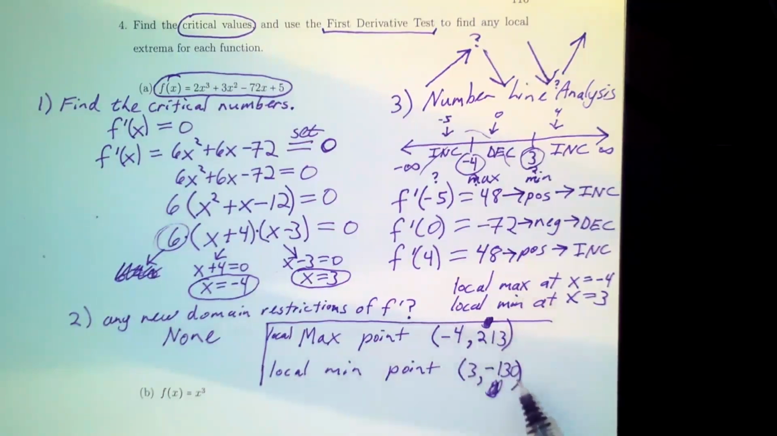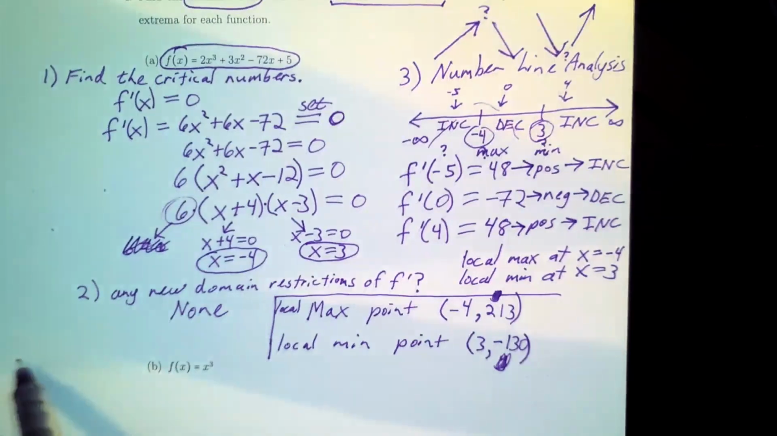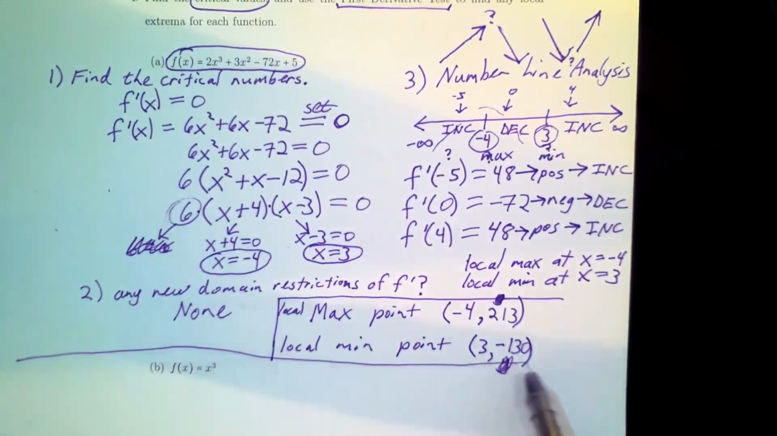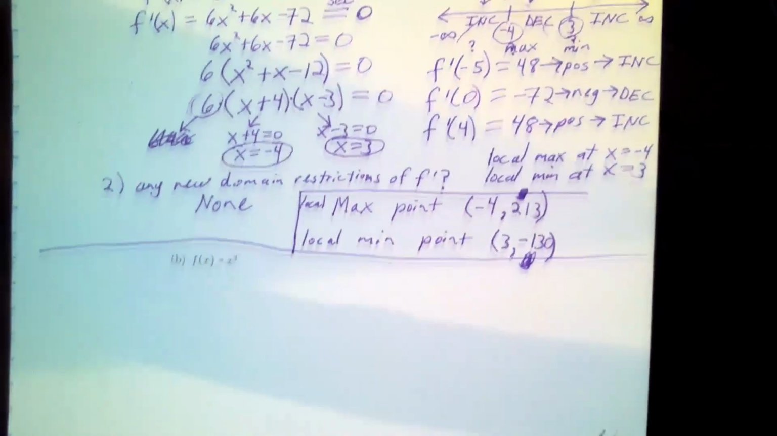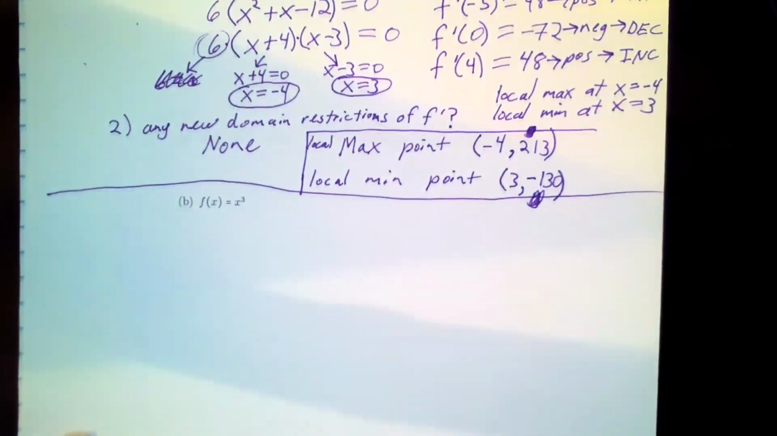So what we would say in words is that the local maximum occurs at x equal -4 and is 213. The local max is 213. The local minimum occurs at x equal 3 and the local minimum is -130. All right. Let's be done with that. Moving on to the next one.